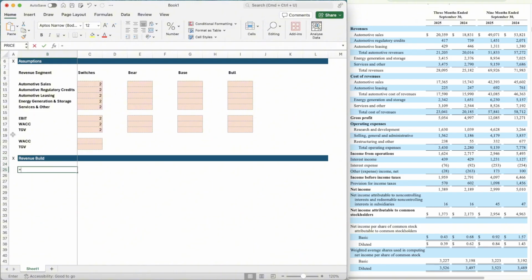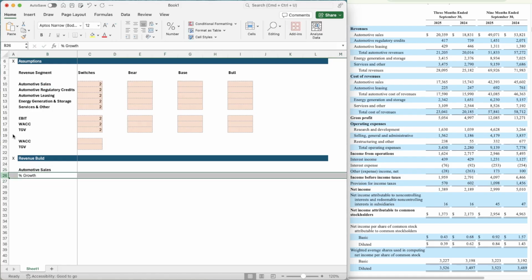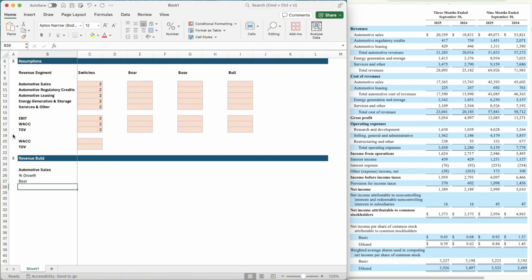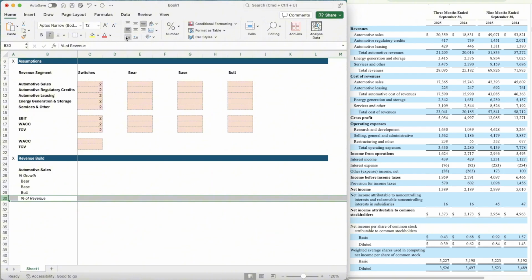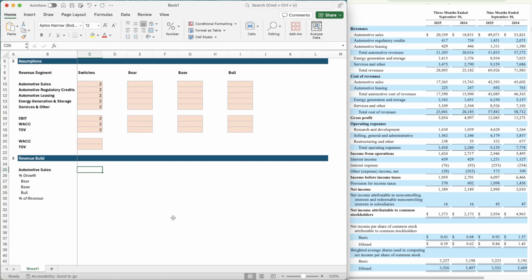So we want to go automotive sales, put that equal to B10. Percentage growth. Then we want bear, base, bull. Percentage of revenue. Anything that's a percentage, I think most people italicize. So, okay. Now let's get started. For the year, start with 2022, then in the next cell, go equals the 2022 plus 1. So my C23 plus 1, then just copy that down, and we want to go to 2030.